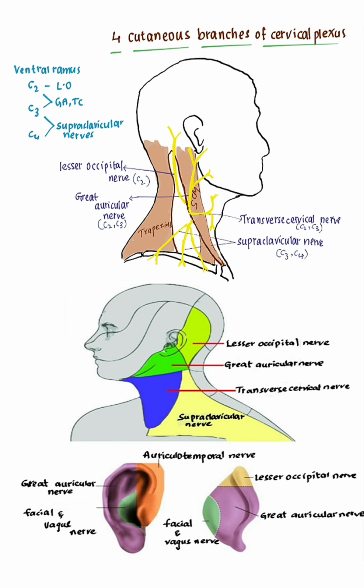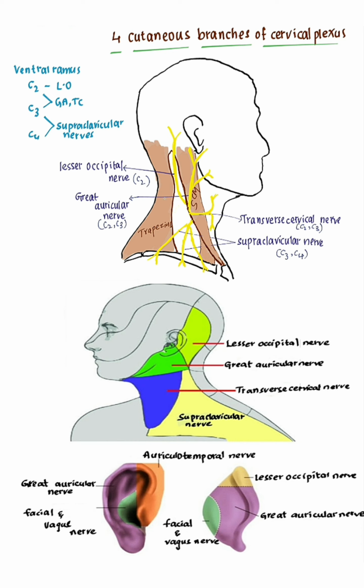Transverse cervical nerve. It arises from ventral rami of C2, C3, same as that of great auricular nerve. It runs transversely across the sternocleidomastoid and divides into ascending and descending branches. It supplies the skin over neck.